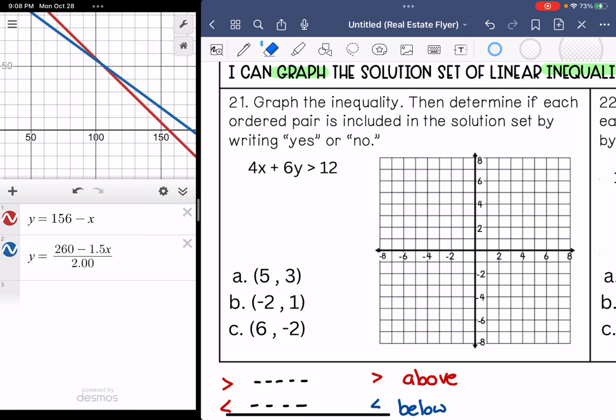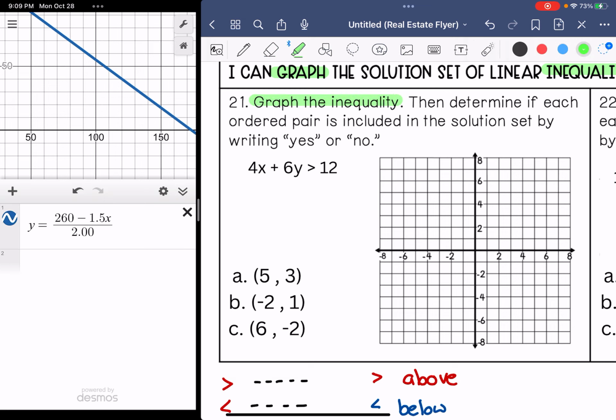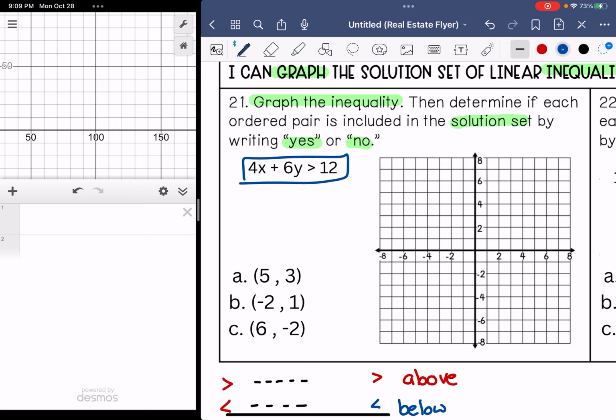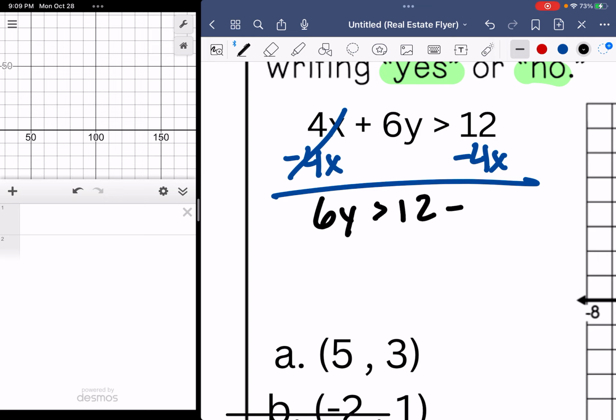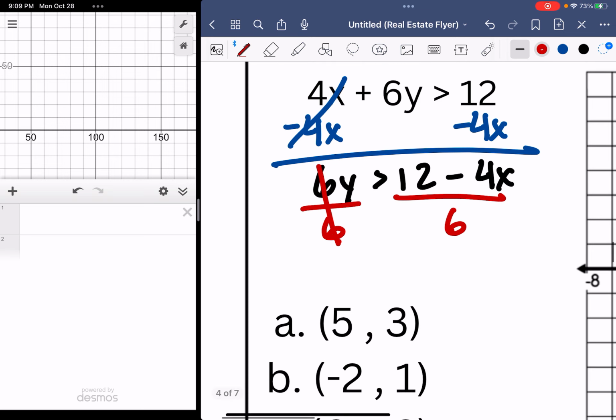It says graph the inequality, then determine if each ordered pair is in the solution set by writing yes or no. Okay, first things first, this inequality is not ready to go in Desmos, so I'm going to go ahead and convert it. Step 1, move x. Gives me 6y is greater than 12 minus 4x. Step 2 is to divide by whatever is in front of y, in this case a 6. And that gives me what is ready to type into Desmos.